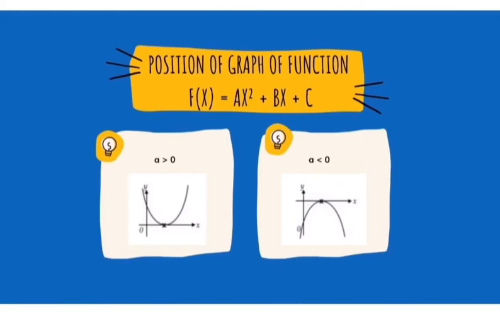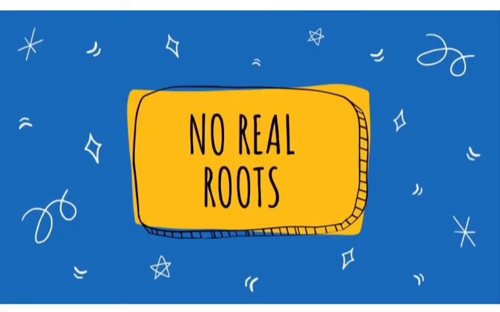On the left diagram, since a is more than 0, the graph of f(x) passes through the minimum point and intersects the x-axis at one point. While on the right diagram, since a is less than 0, the graph of f(x) passes through the maximum point and intersects the x-axis at one point. And the last one is, we have no real roots.